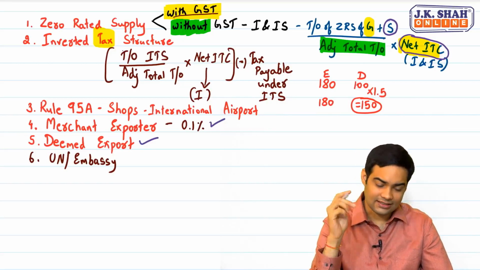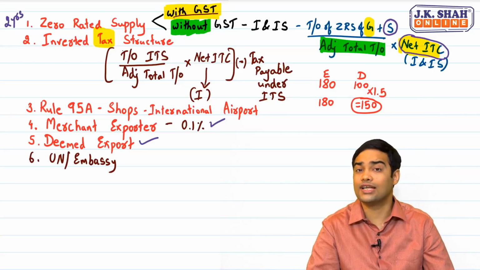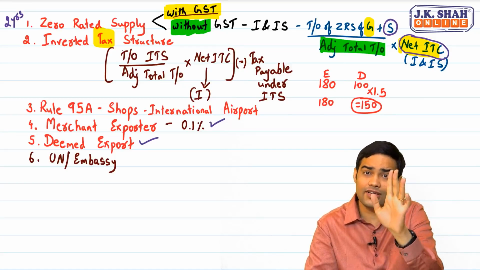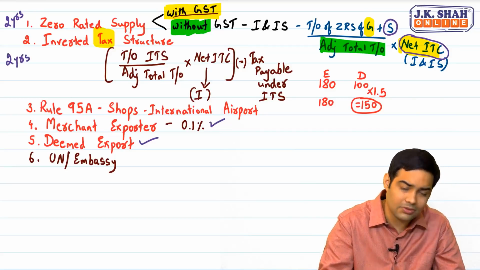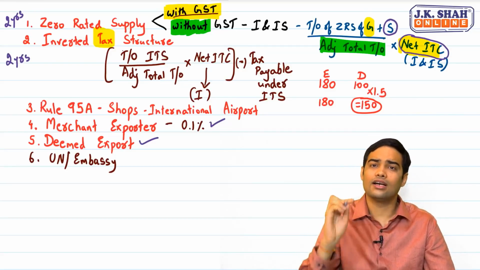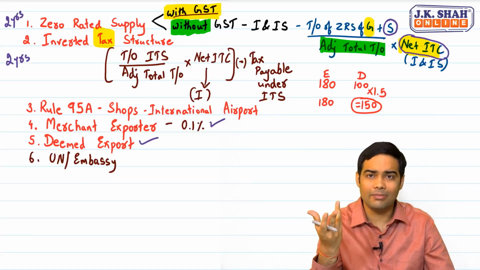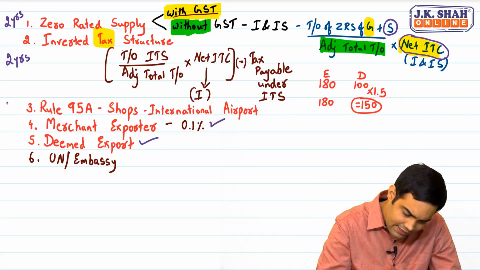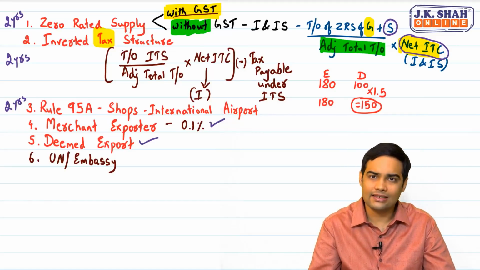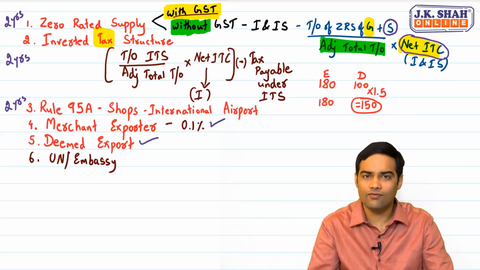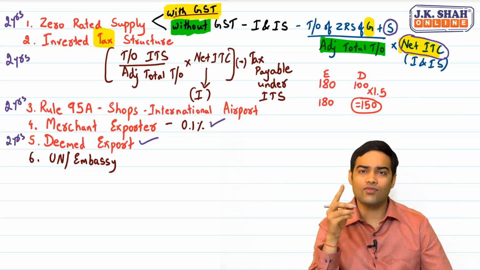That is about zero rated supply. But in essence, what is the time which you get? You get 2 years from this date, which is called the relevant date. 2 years from the relevant date is the time limit in which you have to apply for refund. Inverted tax structure, again 2 years from the due date for filing GST return related to such particular transaction. Shops at international airport, date of payment of tax will be considered. Again 2 years is applicable. Merchant exporter, see, merchant exporter is getting supplies at a lower rate. Inverted tax structure, the limit of 2 years will be applicable. Deemed export, again 2 years from the date of filing return for such period.